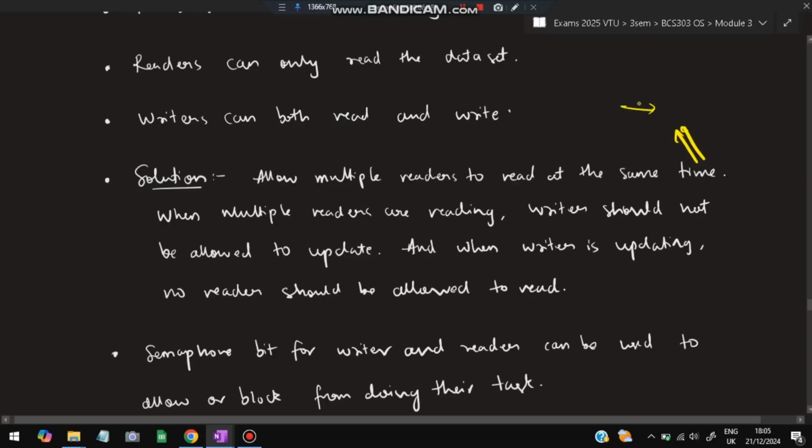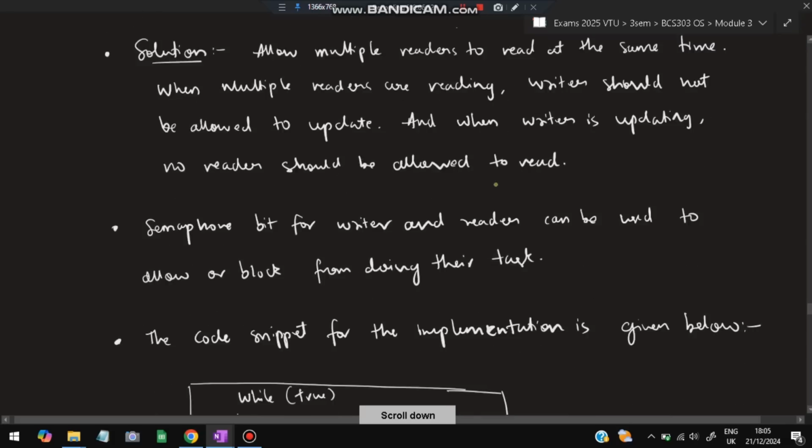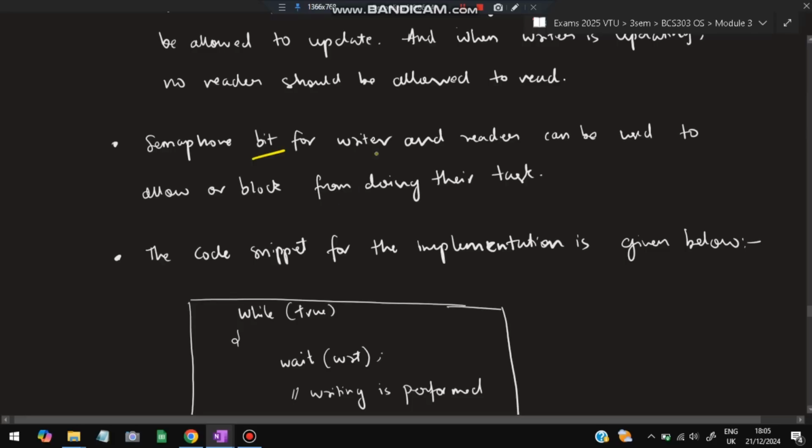Okay, so it will separate writer and reader so that everyone will have the same version of information. The semaphore bit allows for the reader and writer. What does the semaphore bit do? It is for the writer and the reader, and can be used to allow or block them during their task. Whether the writer is allowed to write or not is decided by the semaphore bit. Whether the reader is allowed to read or not is also decided by the semaphore bit. By doing this implementation, we can ensure that at one time only reading or only writing is happening.